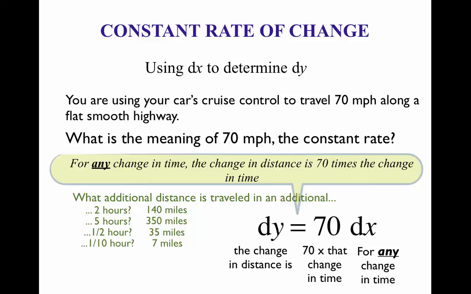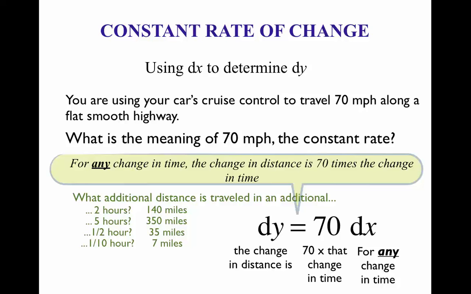Again, it's not just that you know how many miles you go in 1 hour. It's that you know how many miles you go in any number of hours. And any change in time, any dx you could pick, to get the change in distance, it's 70 times that change in time. So what about in 10 hours? If I said 10 hours, then dx would be 10, and how many miles would you go? 700. That's a rough trip without stopping, right?